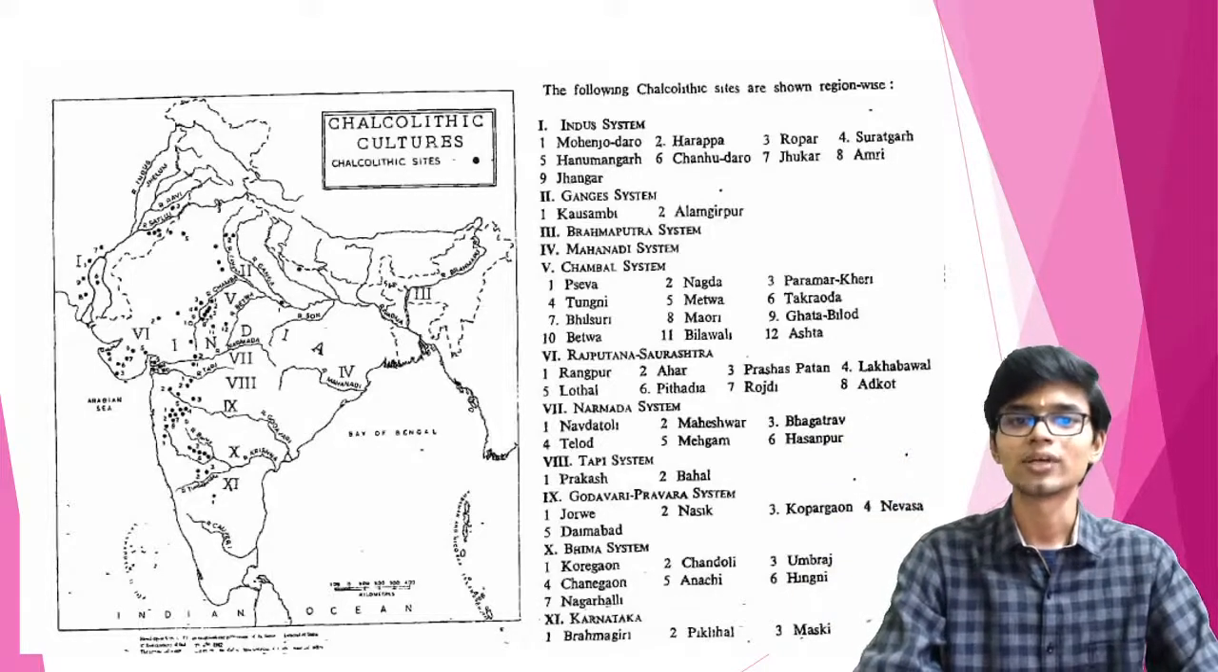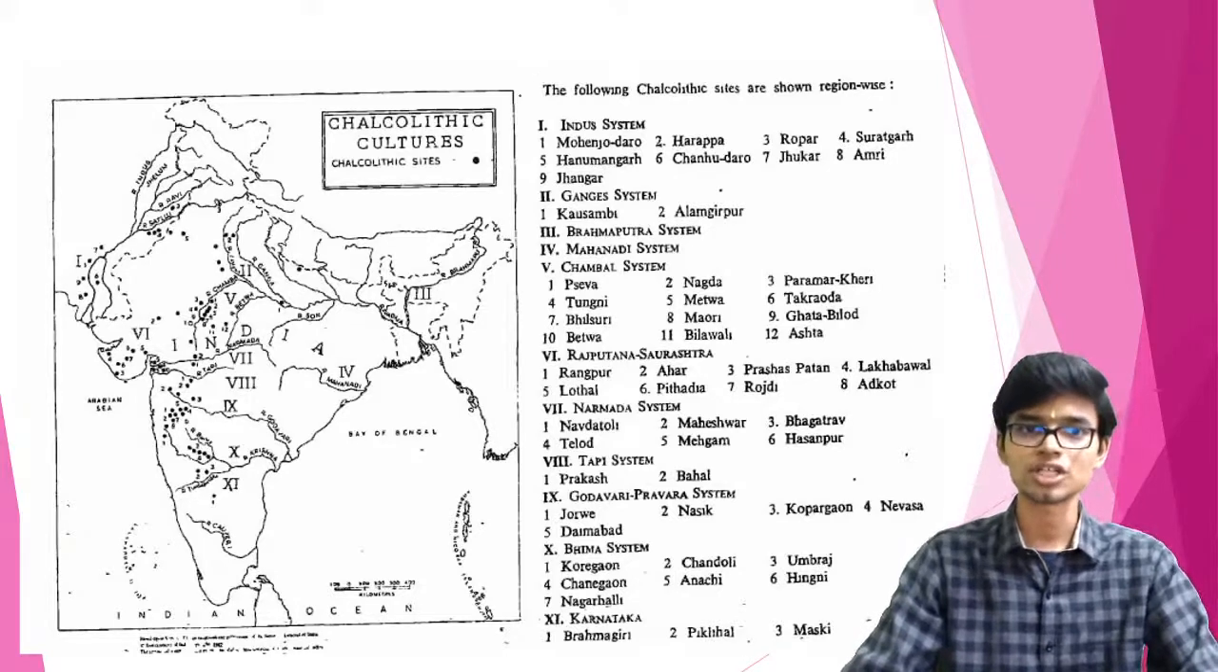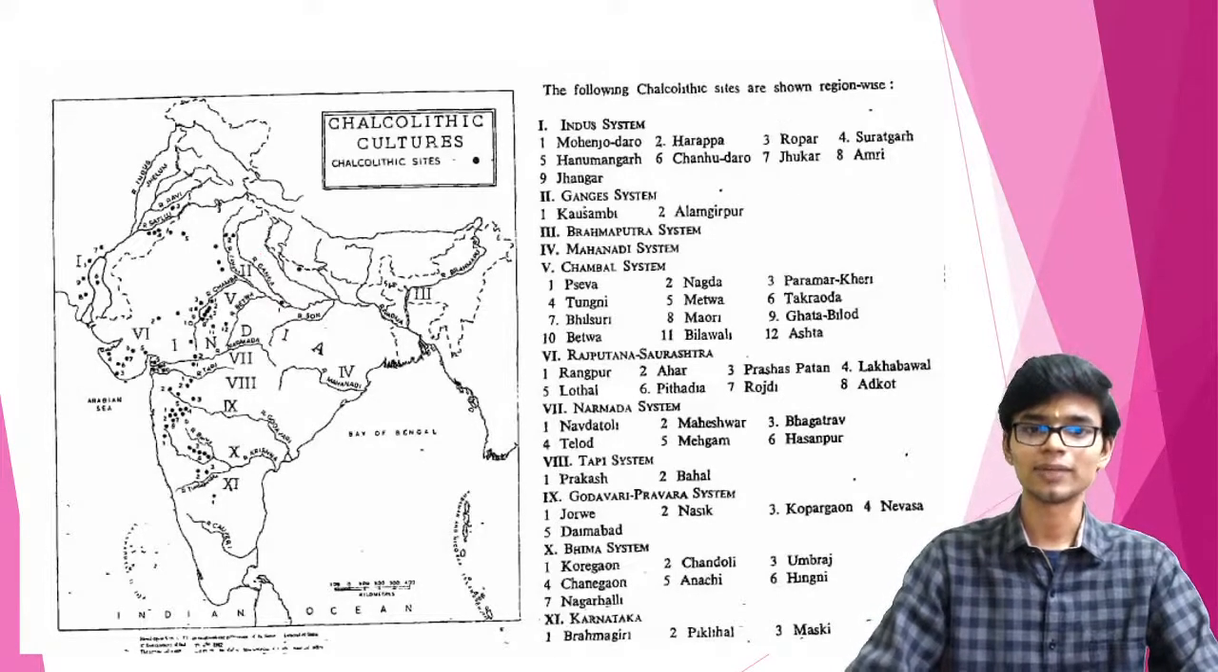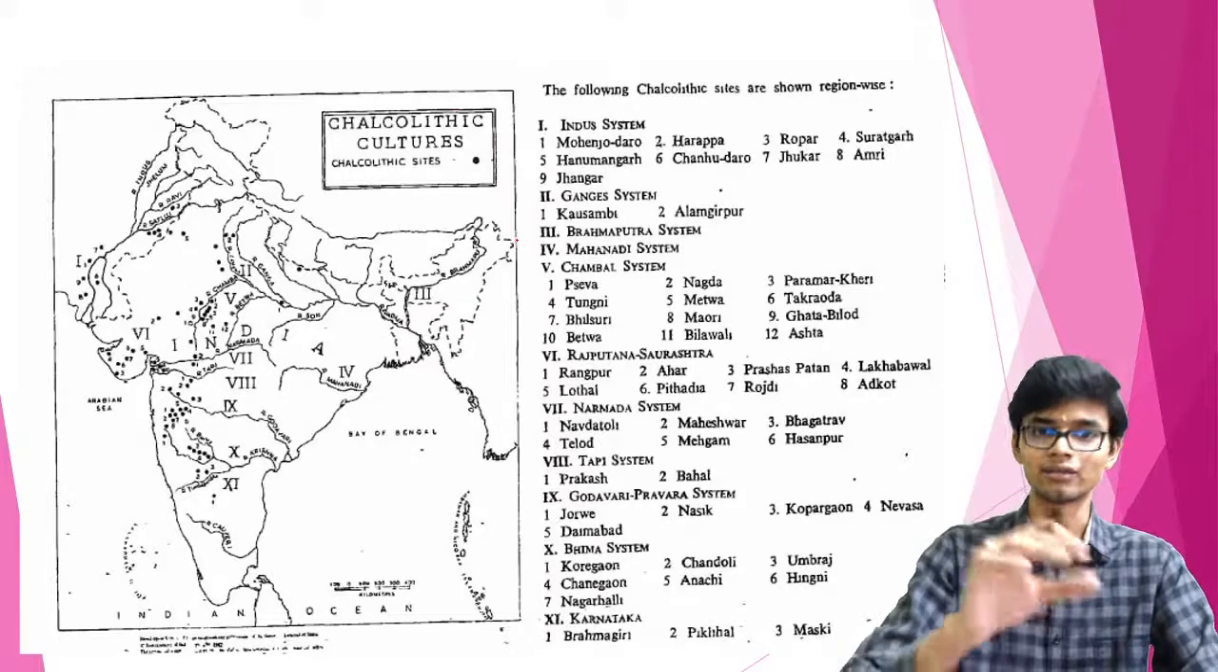So here is a map again, which is given in your textbook. You can see the Chalcolithic cultures and the Chalcolithic sites all over India. Okay, based on the different systems, it is classified here. Please look into that and you can identify various sites.